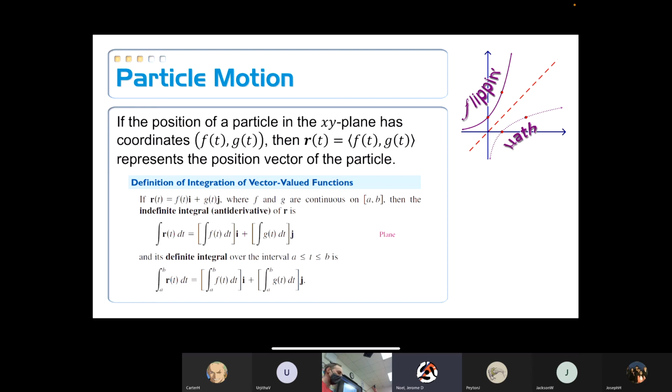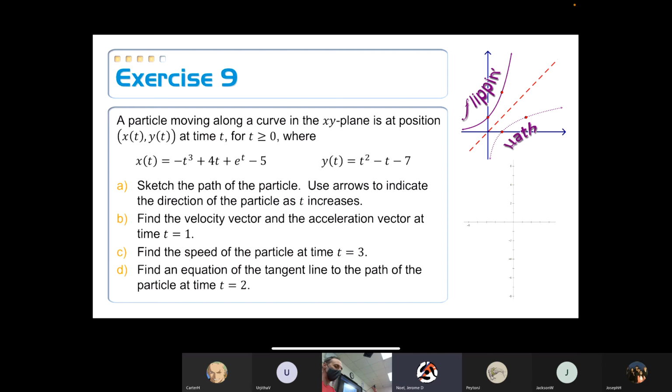I need to see an example. You want to see an example? I got you covered. Yeah.